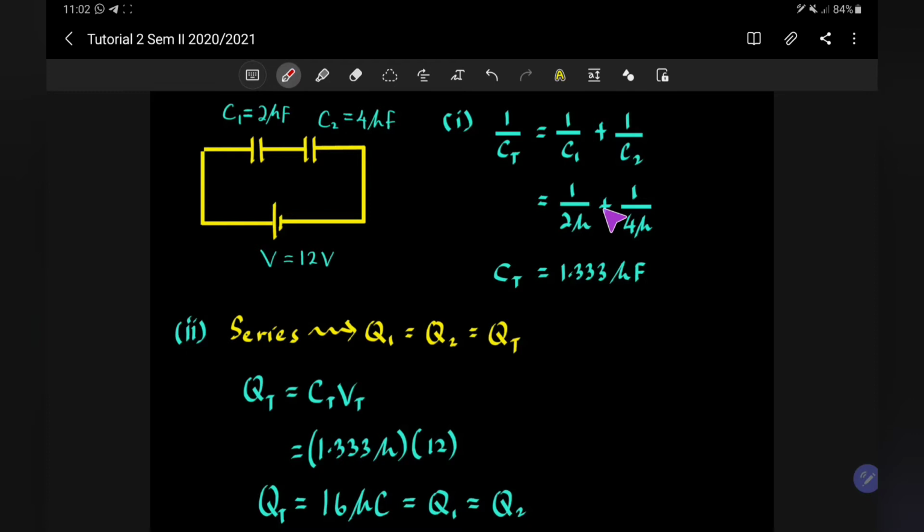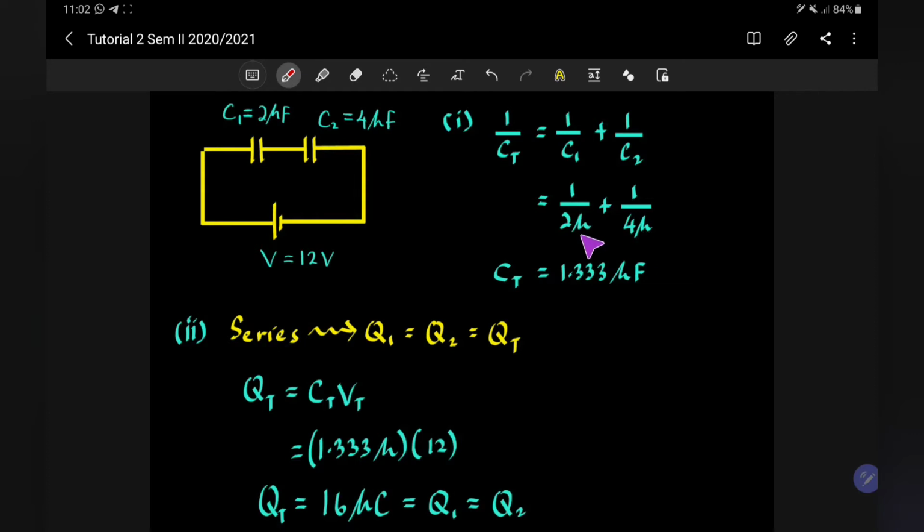As I told you before, don't forget the prefix in the substitution: 2 micro, or 2 times 10 to the power of negative 6. Ignoring micro in the substitution is wrong, so the answer will also be wrong, even if the answer you get is correct. So remember that the substitution must be complete with the prefix.